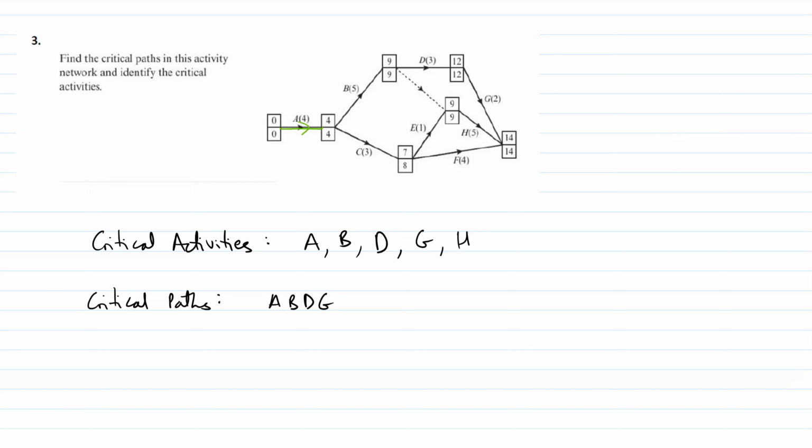We've got A, B, dummy doesn't count, H, that's going to be critical. Any delay in any of those activities will delay the whole thing. And then we're going to have, that's it, isn't it? Because A, C cannot be critical, therefore there's no routes that way. So just A, B, D, G and A, B, H. That's that question done.